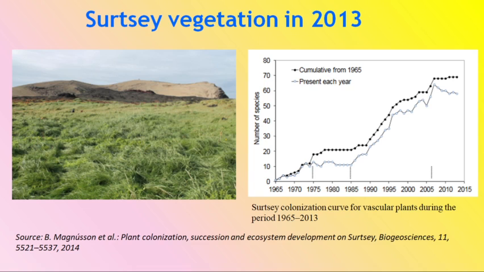This graph also shows the increasing number of varieties of vascular plants from 1965 to 2013. In 1965, only one or two varieties of plants were growing over there, but with time, when colonization started, more and more varieties of plants approached this area. So in 2013, near about 70 different varieties of vascular plants were observed in that area. So it clearly represents the process of colonization.